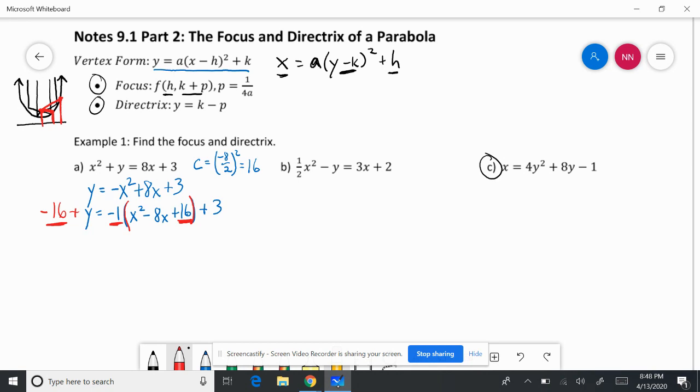I'm going to do 2 steps in one. My first step is I'm going to factor it. So I have negative 1, or just a negative, and then I have (x minus 4) squared. My next step is I'm going to add 16 on both sides. When I add the 16, what I get is 19. So what that gives me is my vertex, and my vertex is (4, 19).